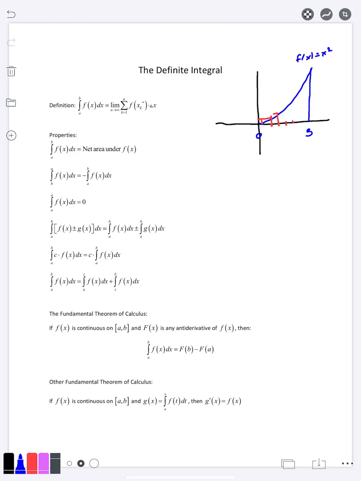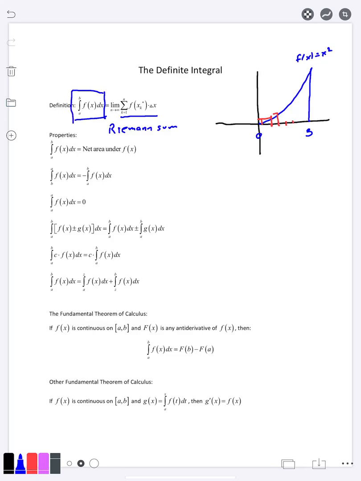So the idea of finding these areas by adding a bunch of small areas, where the width is delta x and the height is based on the function f of some value x, is going to be called the Riemann sum. And then we take the limit of these and we're able to find the true area. And we're now going to use this notation here to indicate what we're talking about.